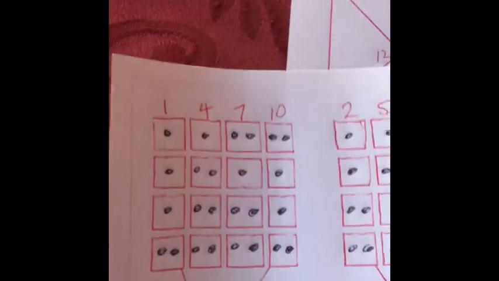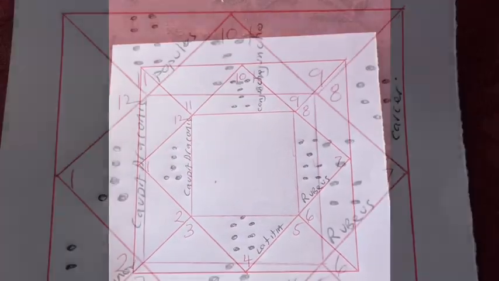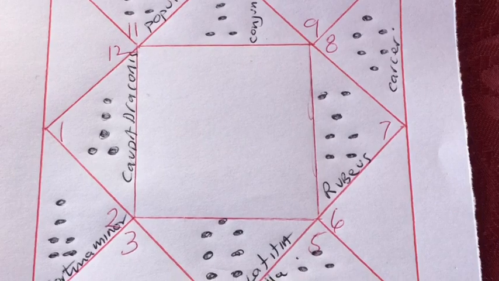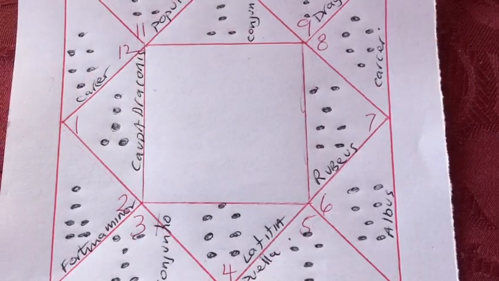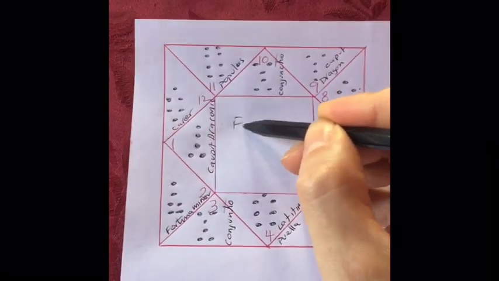Then we go to the next ones. We go to 2, 5, 8, 11. And then we do the next one as well, and we finish the chart. Now the chart's finished. Now we do the reading.